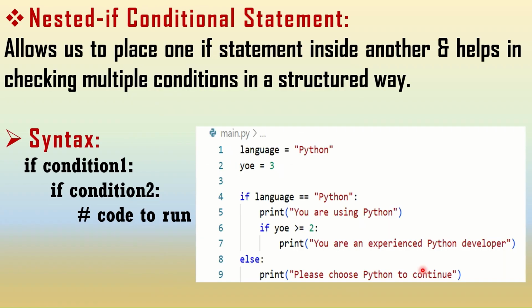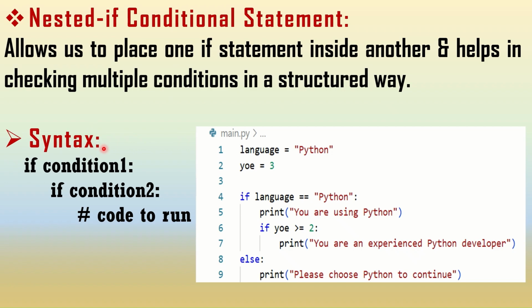Now let's move on to the third one, nested if conditional statement. Initially we have seen the if conditional statement, right? If inside that if conditional statement we have another if conditional statement, then we can call that a nested if conditional statement. This nested if conditional statement allows us to place one if conditional statement inside another if conditional statement. This mainly helps us check multiple conditions in a structured, ordered way.